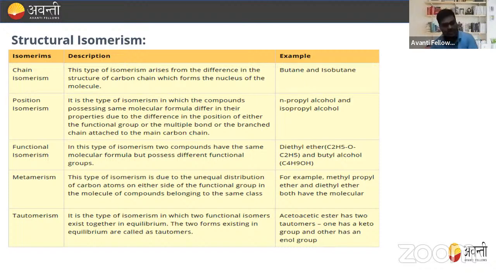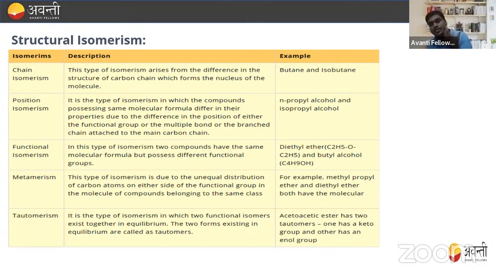Similarly, what is functional isomerism? In this type of isomerism, two compounds have the same molecular formula but possess different functional groups, right? What is metamerism? This type of isomerism is due to unequal distribution of carbon atoms on either side of the functional group in molecules of compounds belonging to the same class. And tautomerism is the type of isomerism in which two functional isomers exist together in equilibrium. The two forms existing in equilibrium are called tautomers, right?